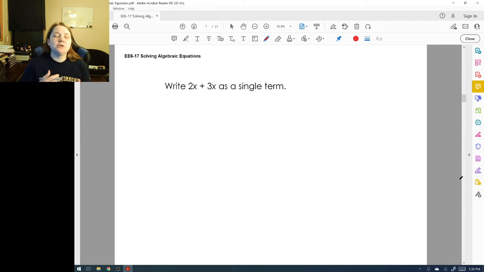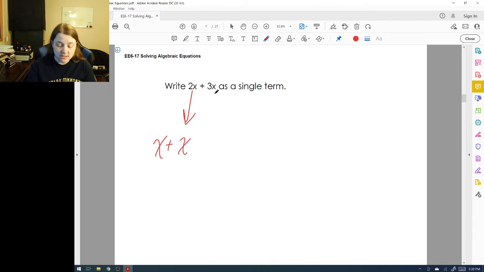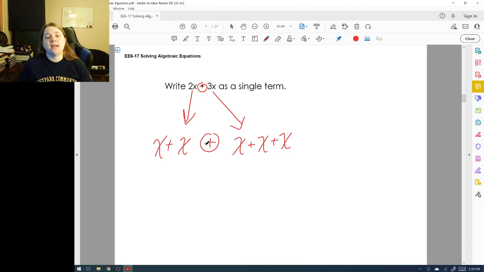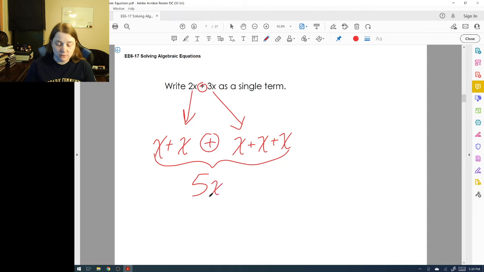So they want us to write 2x plus 3x as a single term. Well, let's break down what that means. I see 2x here. 2x means the same as x plus x. I also see that we have 3x. That's x plus x plus x. In the middle there is an addition sign. So what we're actually adding together are going to be 5 x's. So we could combine this to say 5x.